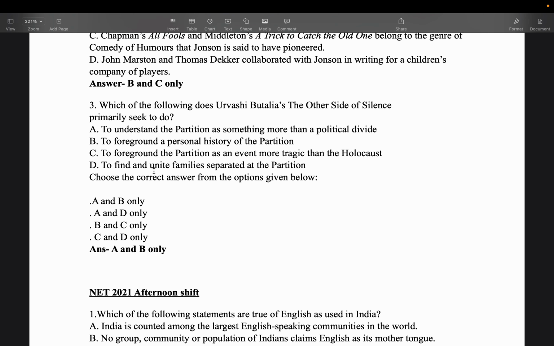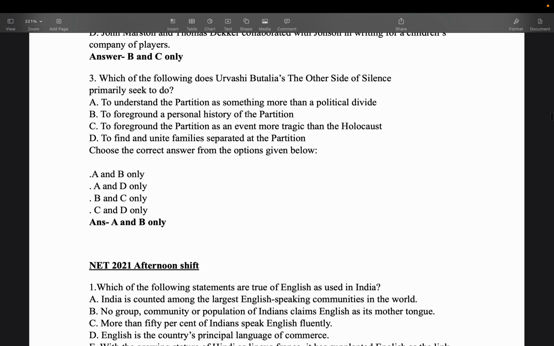Everyone cannot be easy. Which of the following does Urvashi Butalia? Remember to look up Indian feminisms and Urvashi Butalia. I had made a video on Indian feminisms. Please Google search and watch it. I've talked about it there. The Other Side of Silence. It is about partition. Yes, to understand partition as something more than a political divide is correct. To understand partition as something more than politics. To foreground a personal history of the partition, correct.